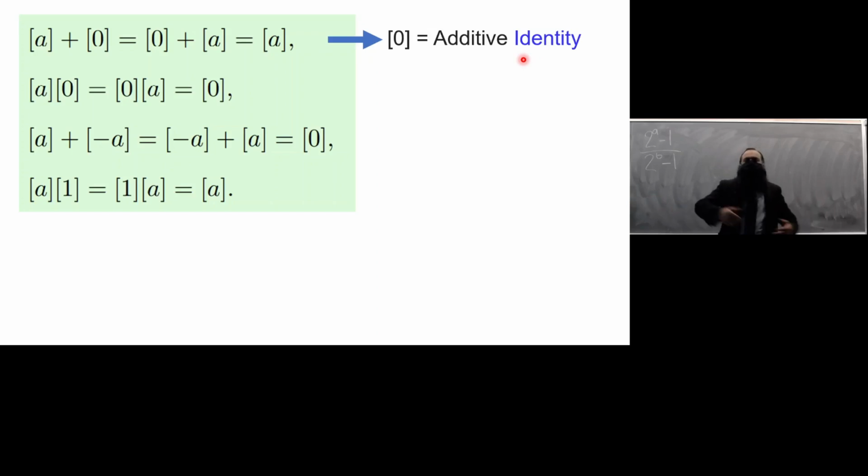So, additive identity. Identity is when you do something to the identity and you get back what you started with. Here, I added the additive identity to a, and I got back what I started with, just a.